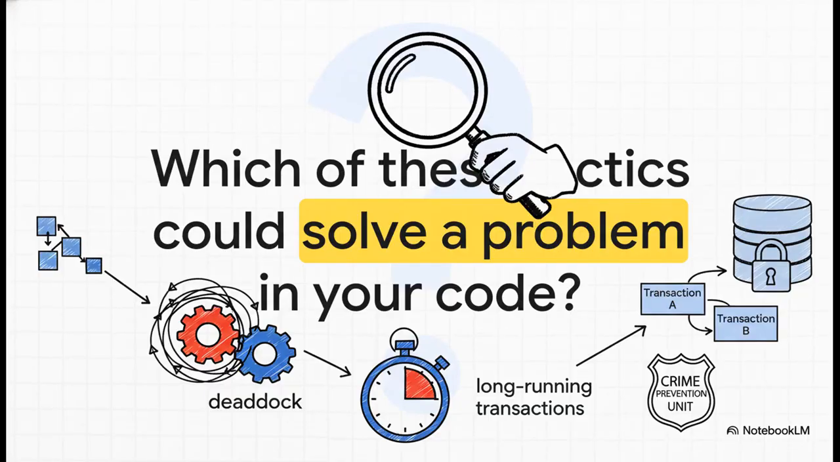So, there you have it. You're no longer a victim. You're officially a deadlock detective. The next step is to take this knowledge back to your own code. Really think about it. Where do you have long transactions? Are you accessing your tables in a consistent order? Could row versioning solve some of your headaches? It's time to start your own crime prevention initiative.